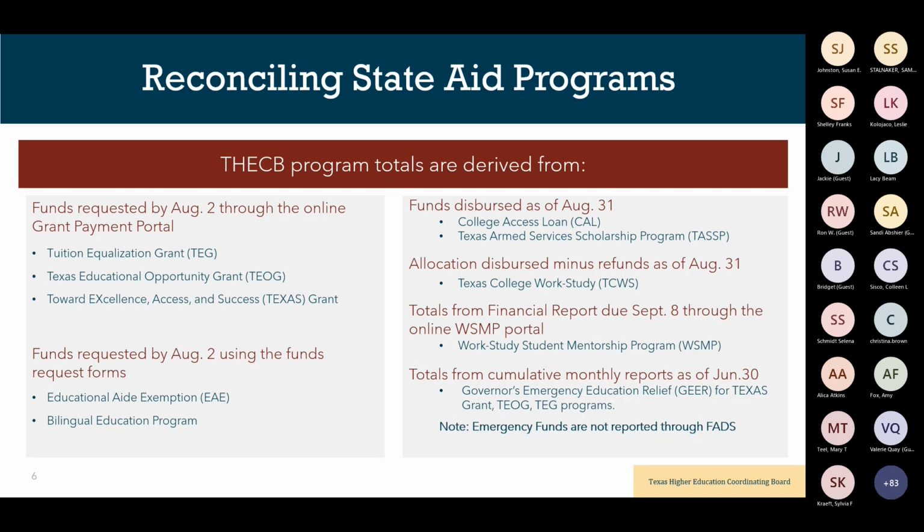One thing to keep in mind that has caused some confusion is that the emergency funds through GEAR, which is separate from the grant program GEAR funding, that is not reported in FADs. You don't need to send us any student totals. All of that reporting was done independently through your monthly report. We had an emergency report, and then we had our grant programs GEAR report. So just wanted to clarify in case you were wondering, where do you put those students? You do not have to report those here.